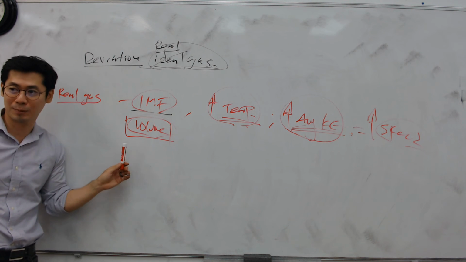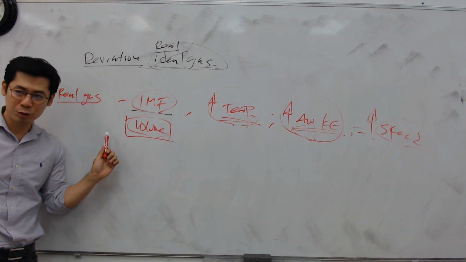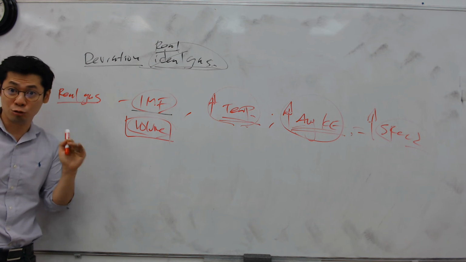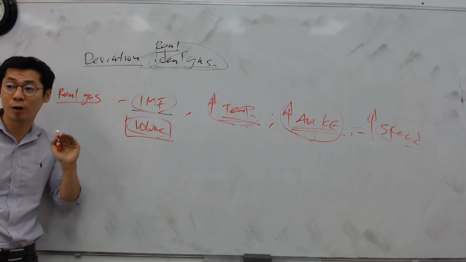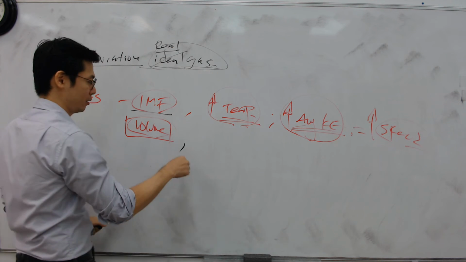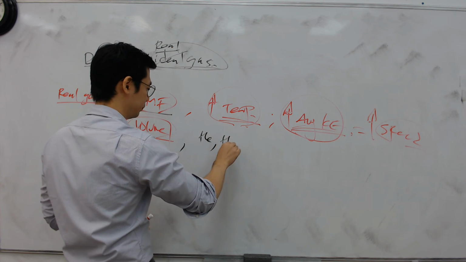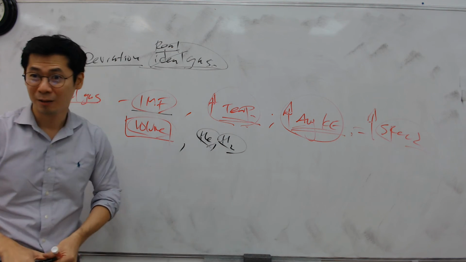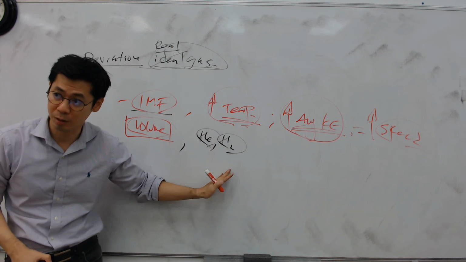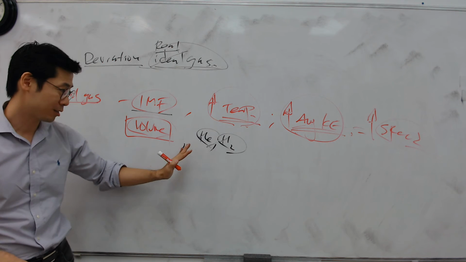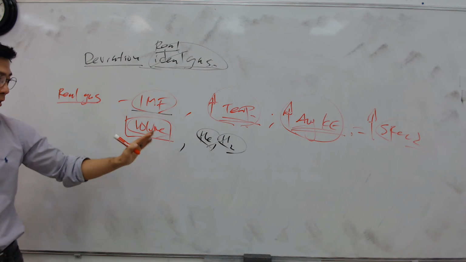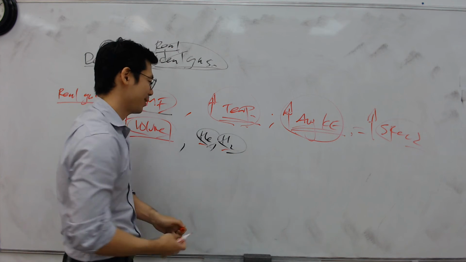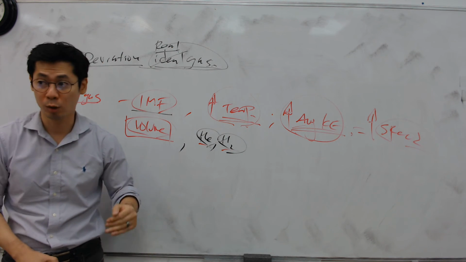So what can you do with the volume? Use a gas that has a small volume, such as helium or hydrogen. These have very small gas particles, and they also have a very weak IMF. So one way is to use a gas with a small volume.